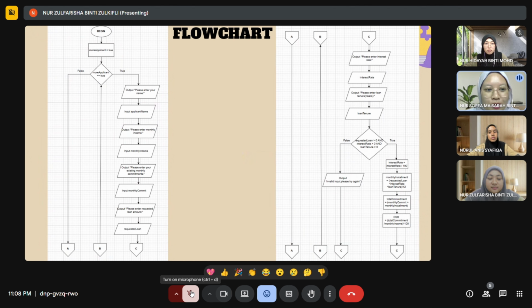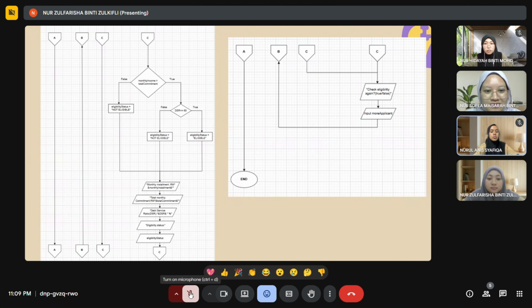So for my part, I will explain the flowchart of our mini project. The flowchart visually represents the program logic using standard flowchart symbols. It consists of three decision symbols, including one nested decision and one looping structure. The flowchart clearly shows the sequence of input, validation, calculation, and output, ensuring the logic is easy to follow and understand.